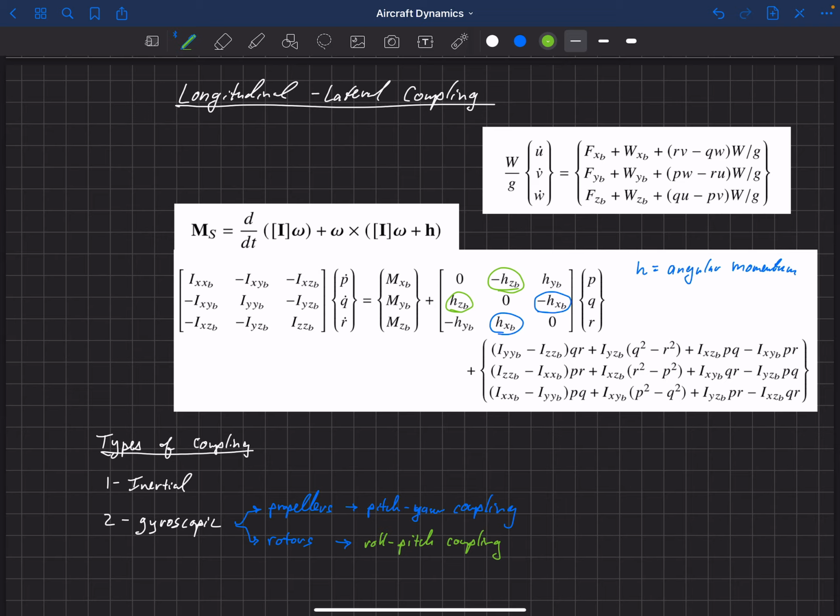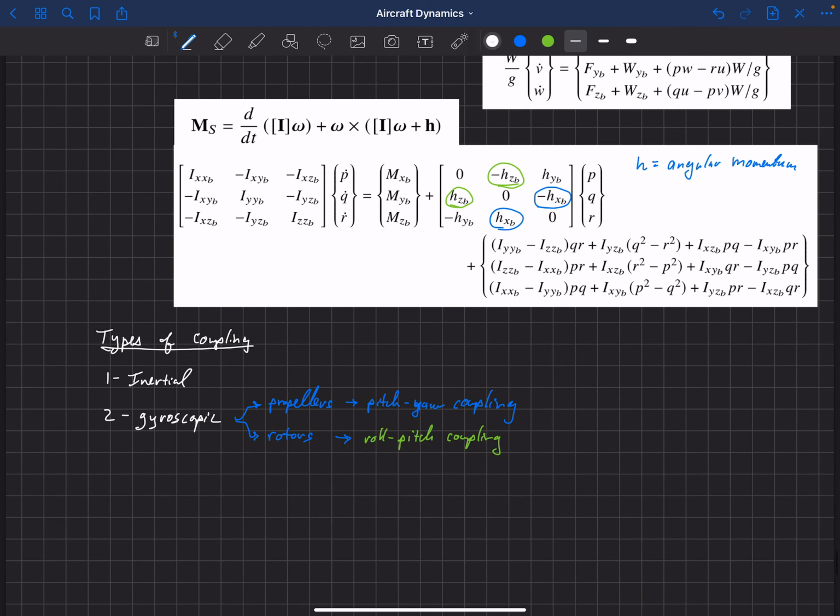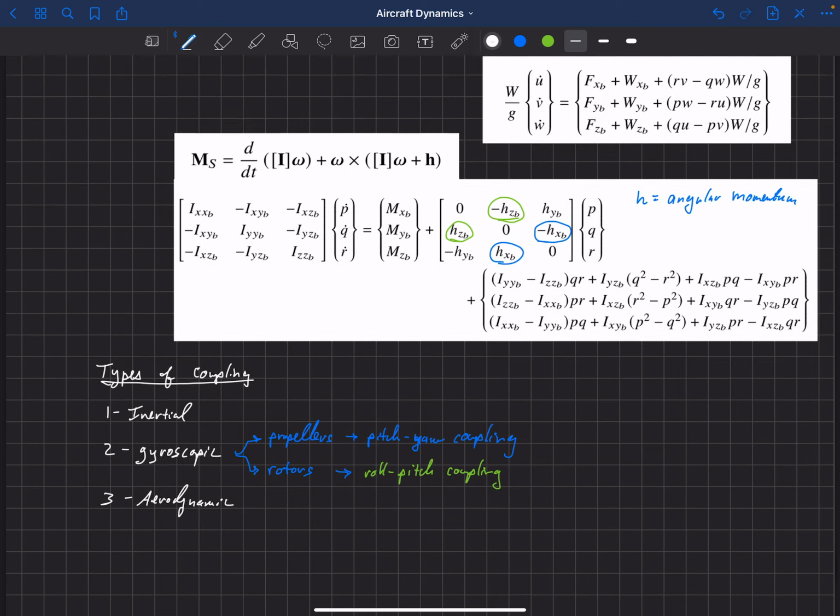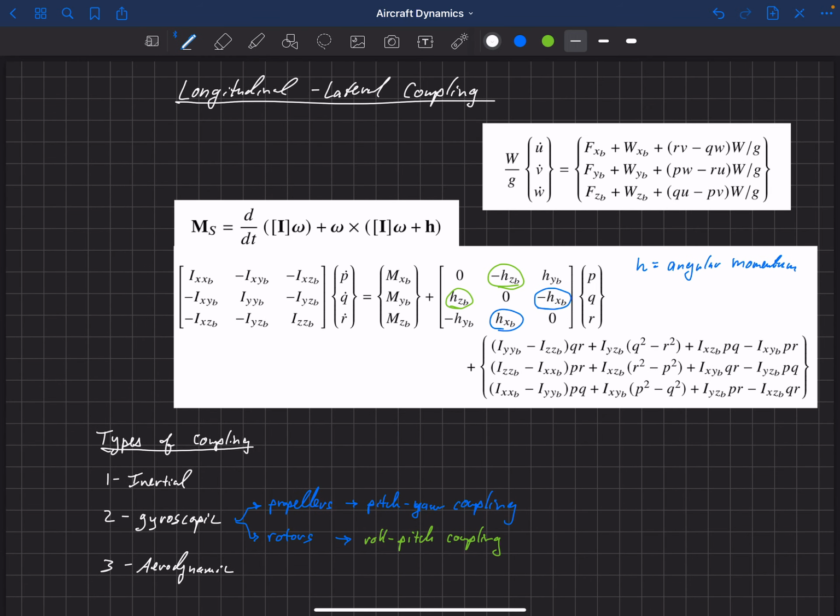Okay. So those are some examples of gyroscopic effects that we had neglected in order to decouple these equations, the longitudinal and lateral equations. Okay, let's go on to the third type of coupling, and that is aerodynamic. Okay, so this one is maybe a little bit harder to see. This came about in our equations for the force in the XYZ direction and our moments about Mx, My, and Mz. So these are our aerodynamic forces and moments.